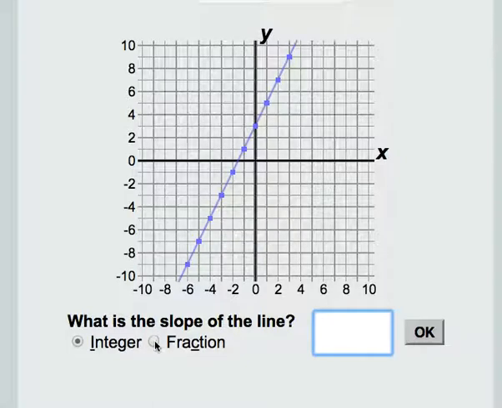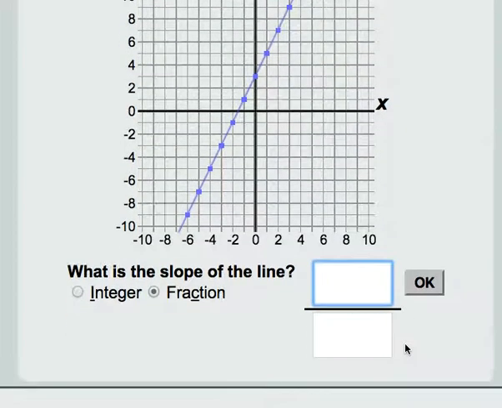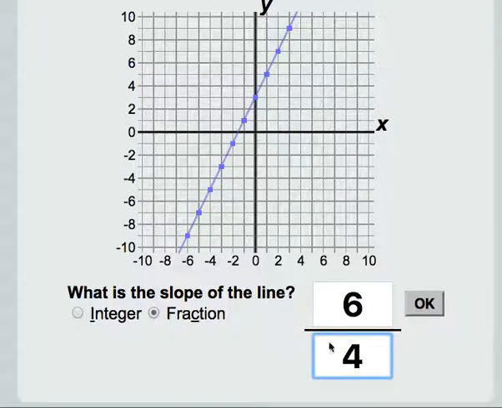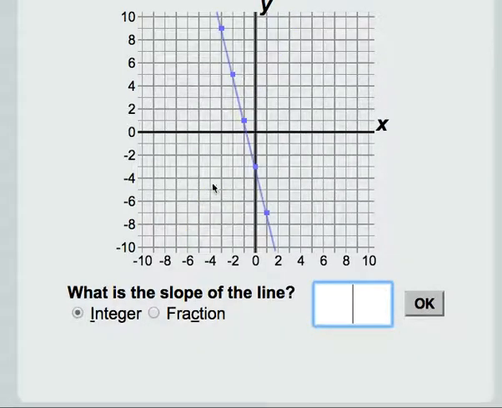So this one is going to be a fraction, and you can see how it's giving you the fraction option. We said it went up 6 and across 4, so it really would be 6 on 4. But this can be simplified, so this is going to go to 3 on 2. Again, it's a positive slope, it's not negative.